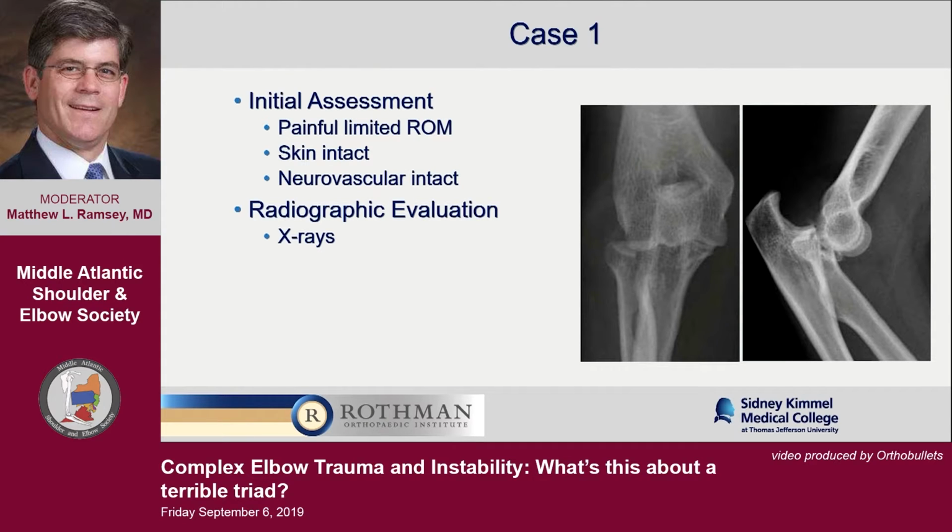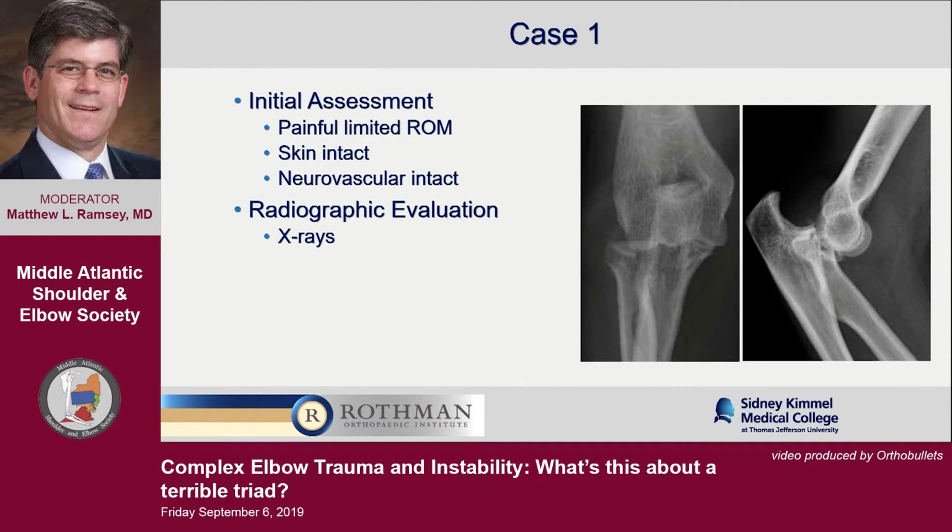Comments on this? Paul? Yeah, so I think you're seeing an injury to the coronoid tip there, the radial head. I don't see a big extension into the coronoid, at least in this image, but after the reduction, I would get a CT.